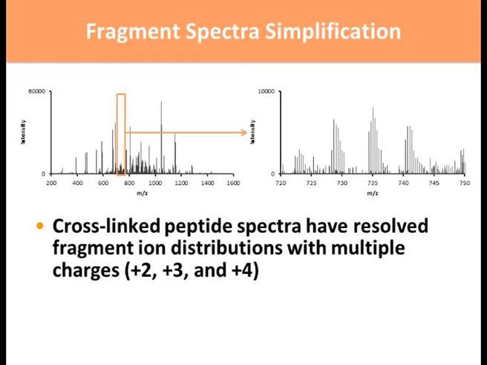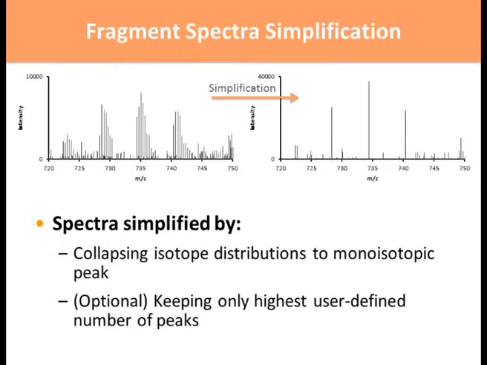I've taken this zoomed out full spectrum view here, zoomed in on a very small region, and you can see for each of the fragment ions there is a fairly significant isotope distribution represented. And each of these additional peaks complicates the analysis. So what Kojak does is take these isotope distributions and collapses them to a single peak representation of the monoisotopic mass of those fragment ions.